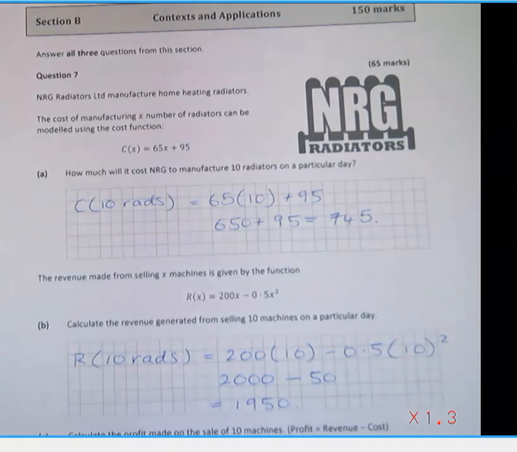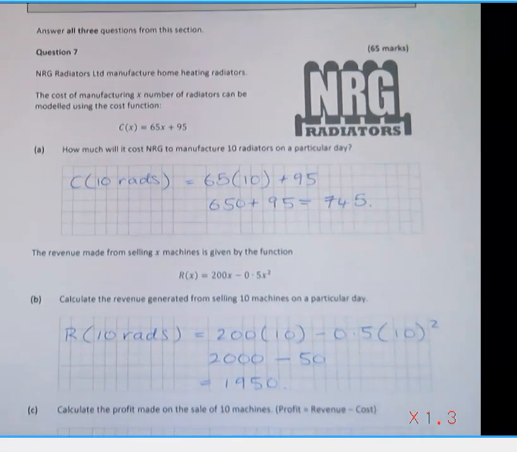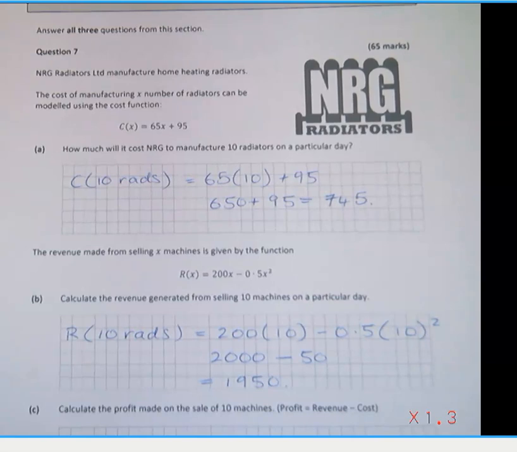Okay, the revenue for selling the said radiators was given by a different function, r of x. So you wanted to calculate the revenue for selling the 10 radiators on that particular day. You're doing the exact same thing, but using your r of x formula. So instead of x, you're writing in 10. So you're going 200 by 10 minus 0.5 by 10 squared. So you're getting 2000 minus 50, which is 1950.